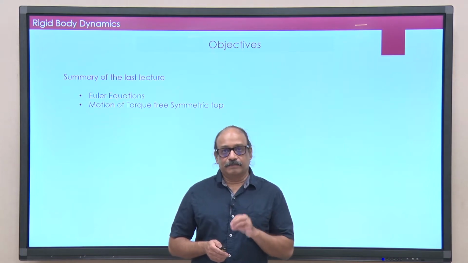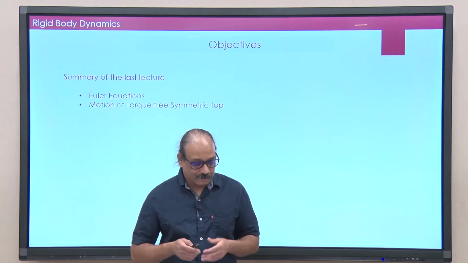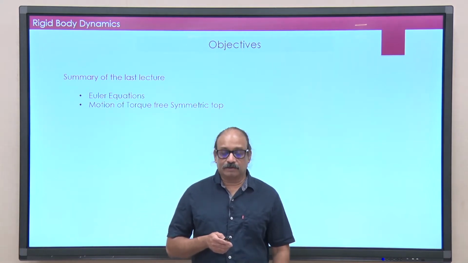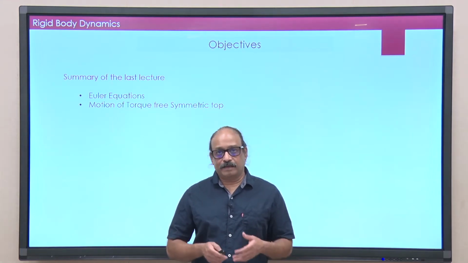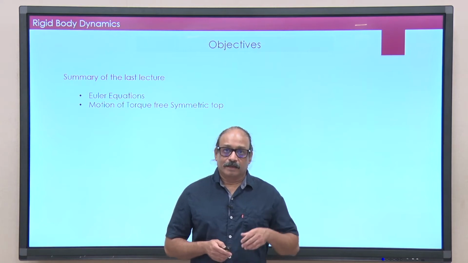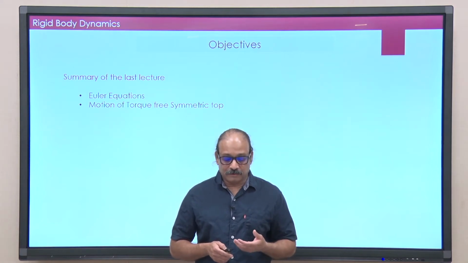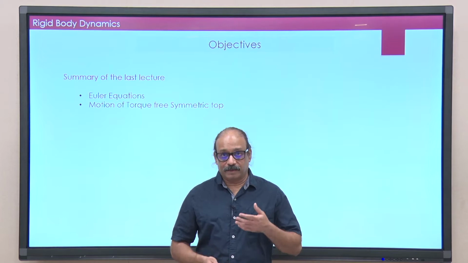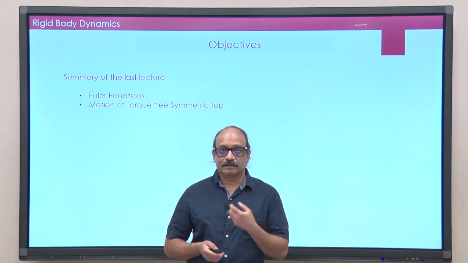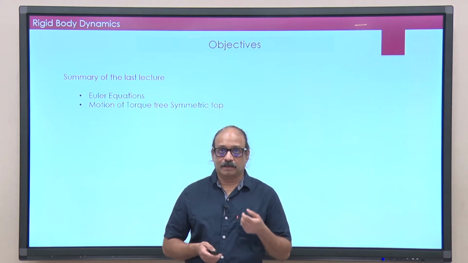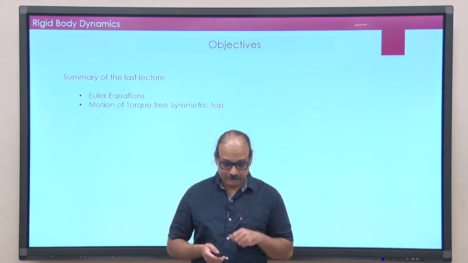Now, there are some cases where it can be useful, and we considered one of them, the motion of a torque free symmetric top, and you can apply it to a few more cases. One example of a torque free symmetric top would be the Earth, which is spinning about itself, and it has a standard wobble about the north pole direction.